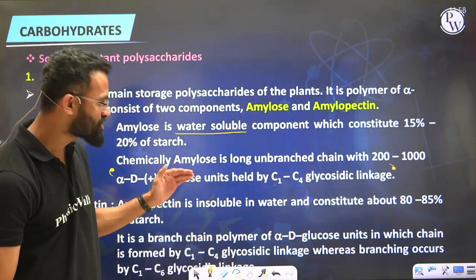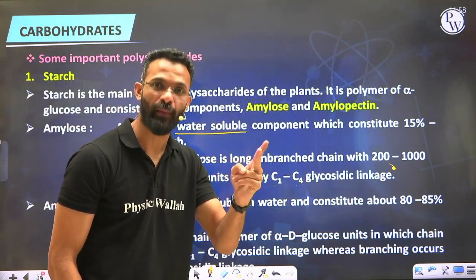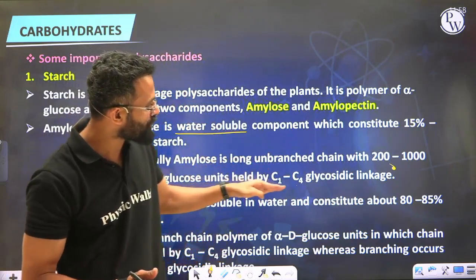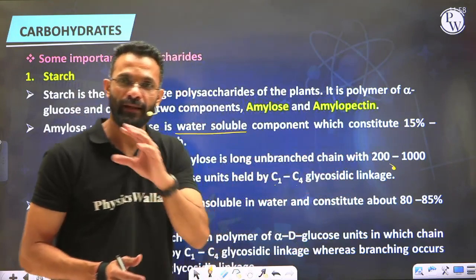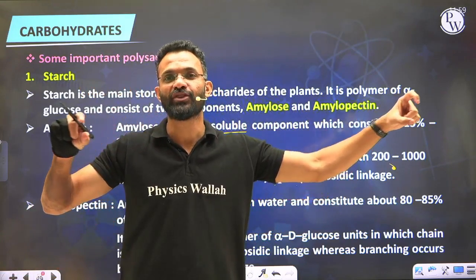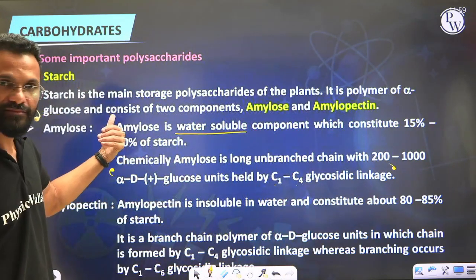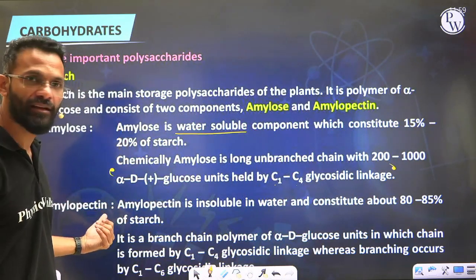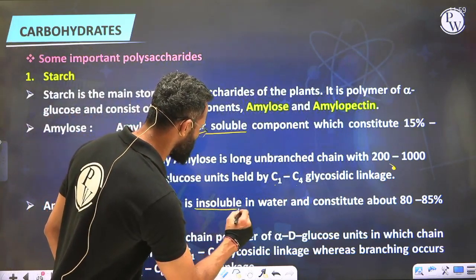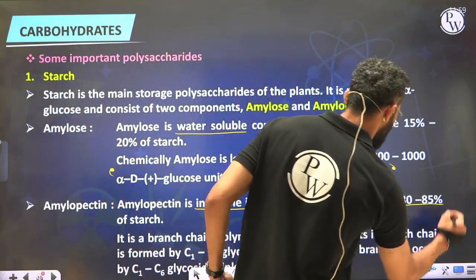Meaning, in maltose we had 2 units of alpha glucopyranose connected to each other via C1-C4. Here there are going to be 200 to 1000 units. Meaning whatever you wrote in disaccharide, imagine if you extend that chain, a linear chain, and make it around 200 to 1000 units, that is going to give you what? Amylose. And then what comes is amylopectin. Amylopectin is water insoluble. Remember, this is water insoluble, and this is the one which constitutes the maximum part, that is 80 to 85% of starch.